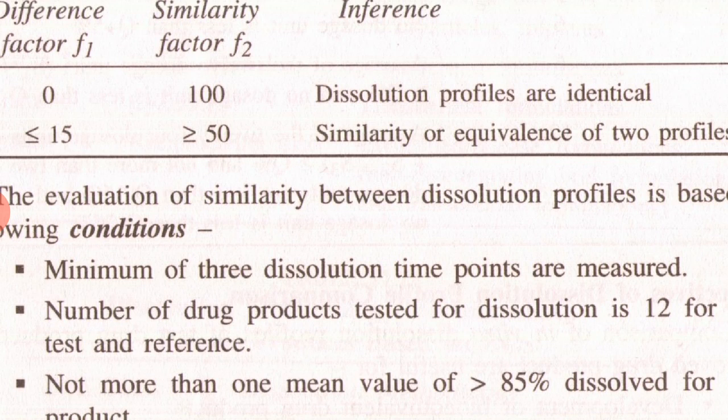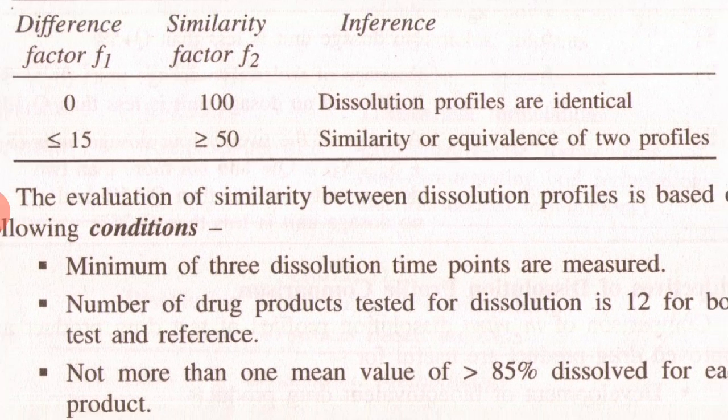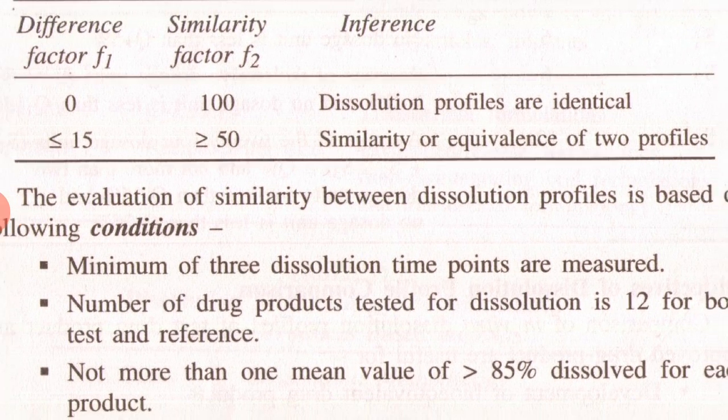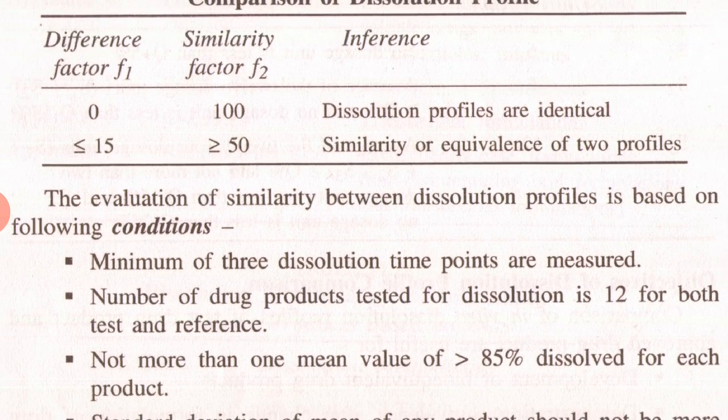That's it. The number of drug product units tested is 12 for test and reference. A minimum of 12 units must be tested. Generally, for determination of dissolution we perform 6 units, but for calculation of the similarity factor and difference factor it should be a minimum of 12 units, and not more than the mean value of greater than 85% dissolved for each.